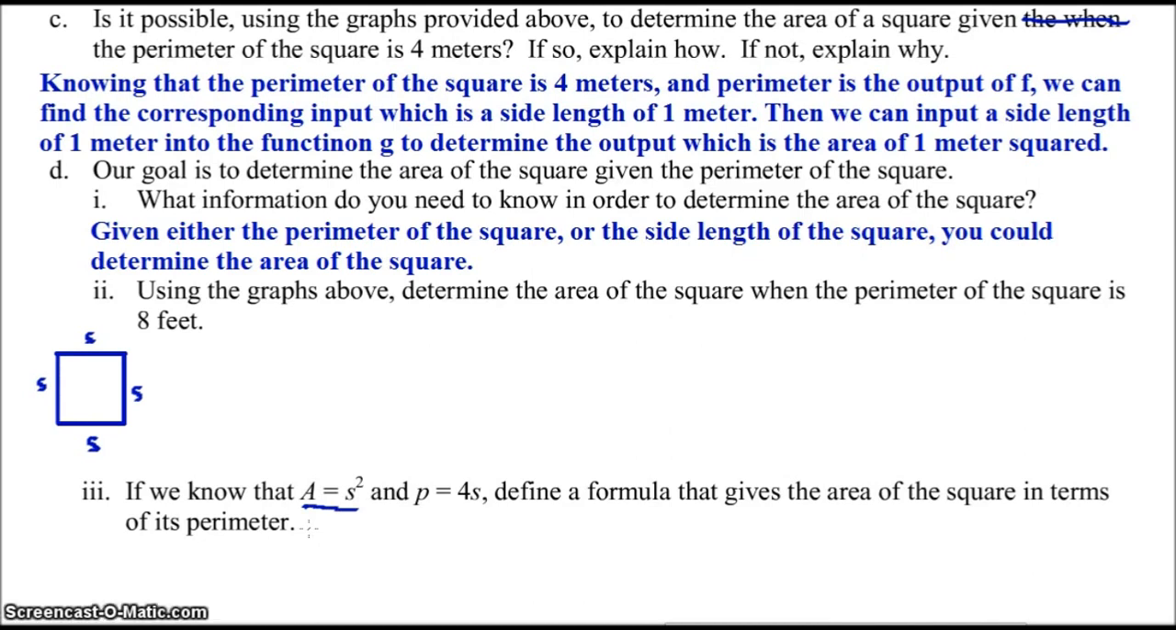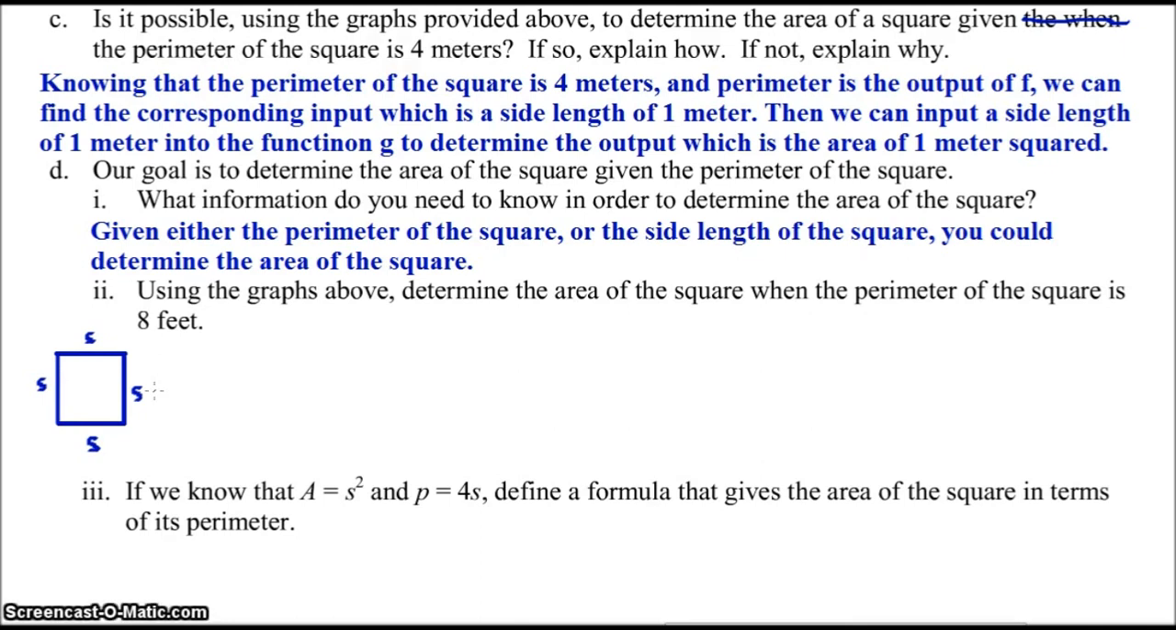And so we could determine the area if we knew the side length. But also, as we saw from the graphs, if we know the perimeter, which is just 4 times S, we could then find the side. Like if the perimeter was 4, we know each side has to be 1. So then once we know the side, we could determine the area.